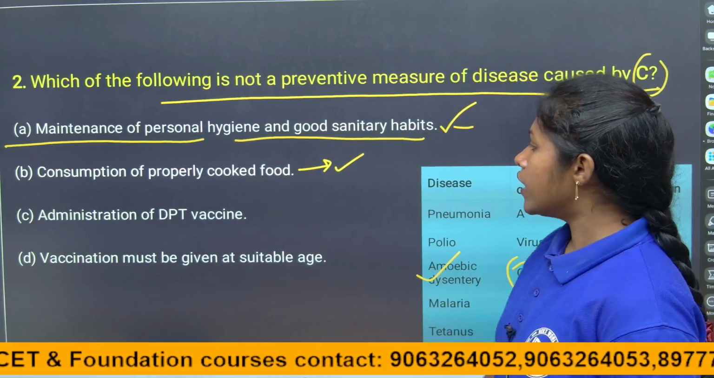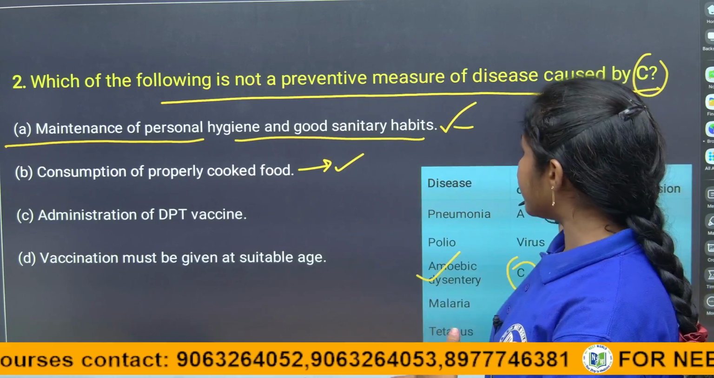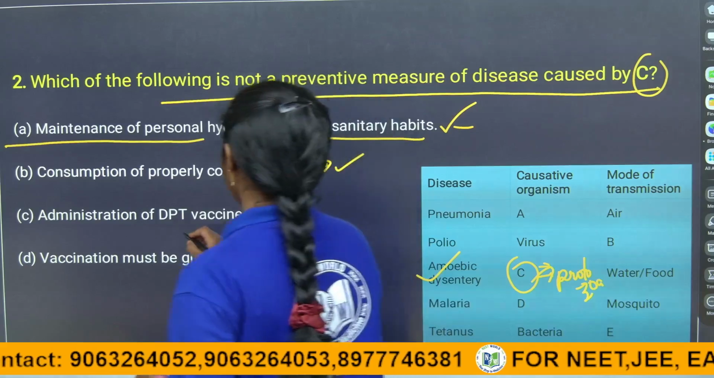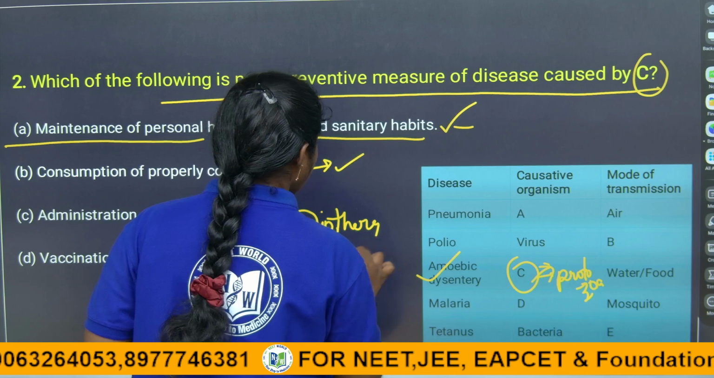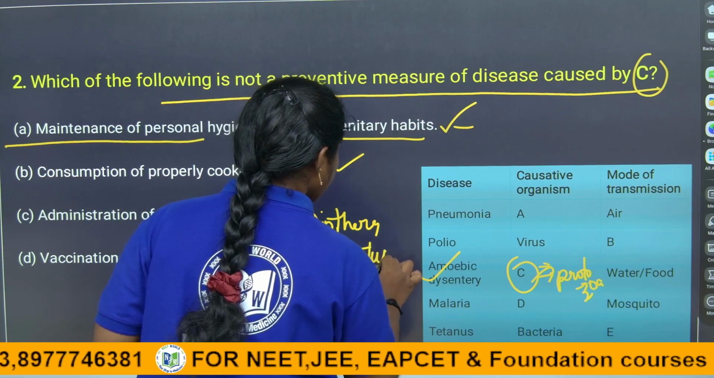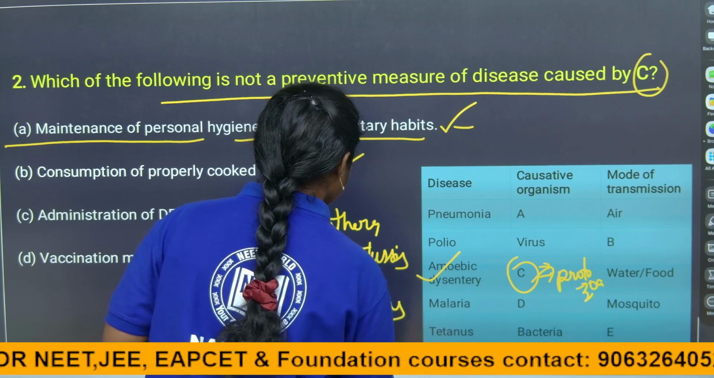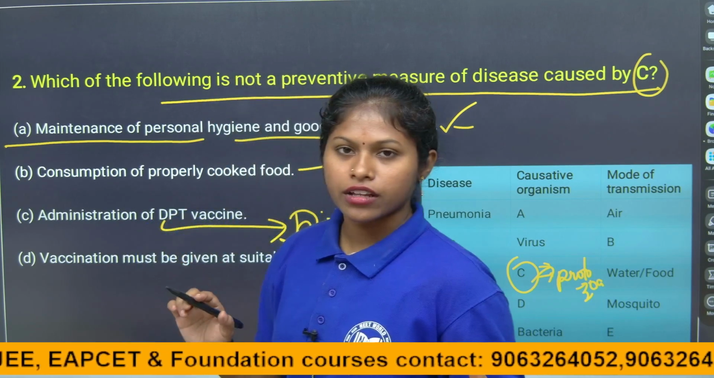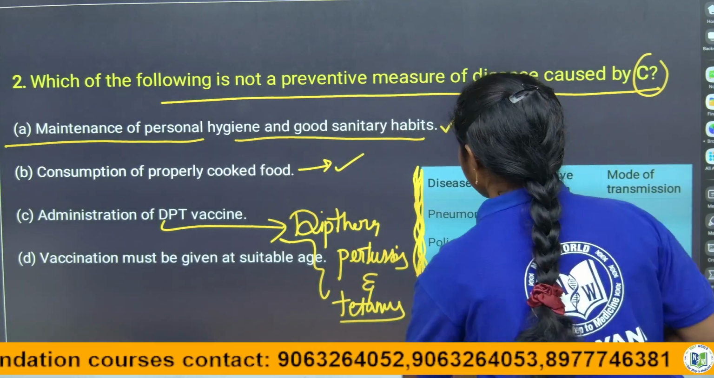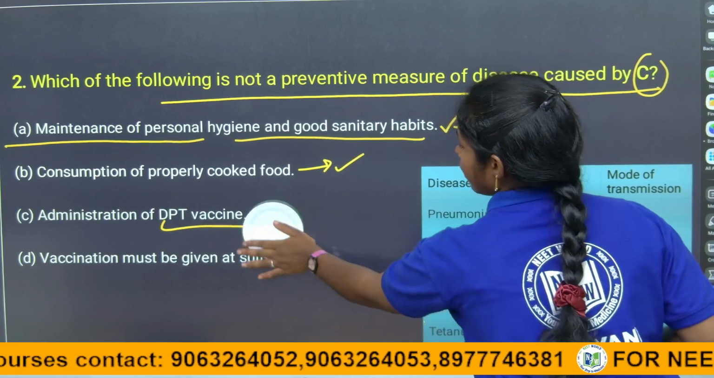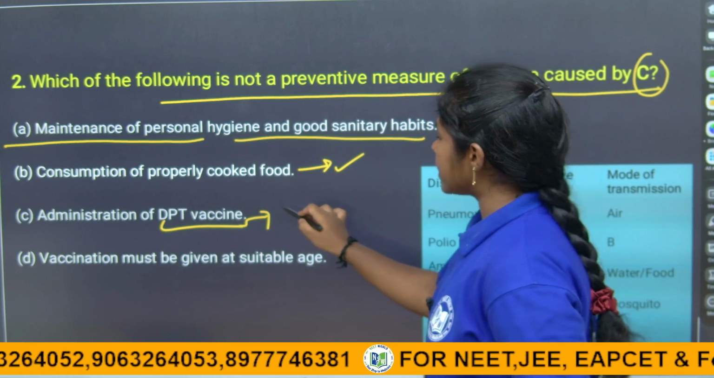Coming to the next, administration of DPT vaccine. What is the relation between amoebic dysentery and DPT? DPT is a vaccine provided for diphtheria, pertussis and tetanus. These are bacterial diseases, so the vaccine is given for them. So here is the answer: this is not considered a preventive measure for amoebic dysentery. It is a wrong statement.